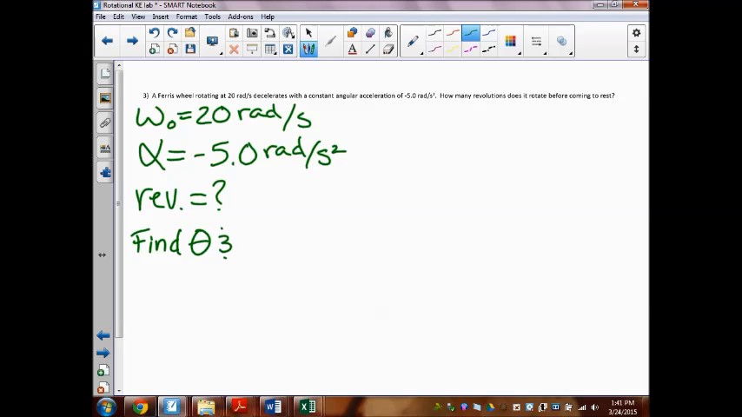Because theta tells me how many radians I've revolved through, and I know that each revolution is 2 pi radians. So if I find theta and then divide by 2 pi, I will get the number of revolutions. So I'm looking for theta.